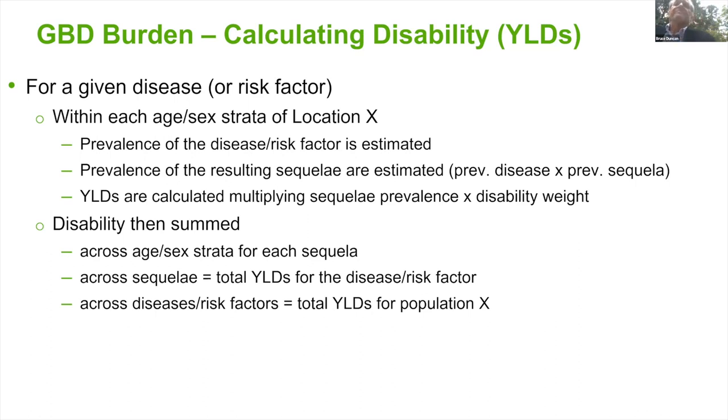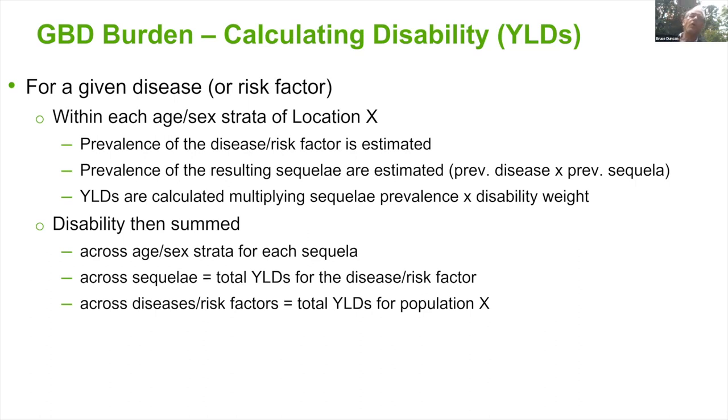Then the disabilities are summed. So if we're talking about vision loss here, the vision loss due to diabetic retinopathy is summed across all of the age, sex strata to get the sum of this sequela in terms of YLDs for the population. And then diabetes is more than diabetic retinopathy as a sequela.